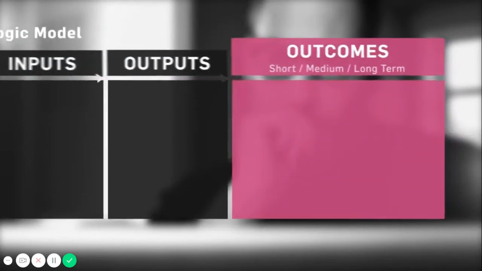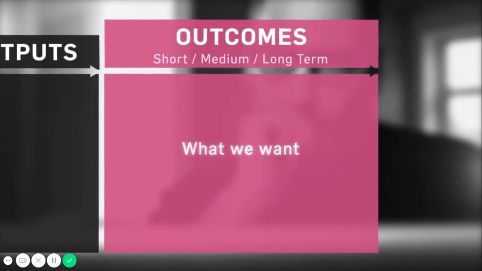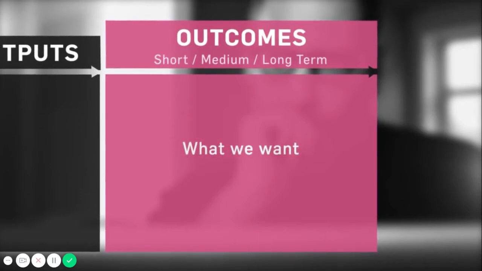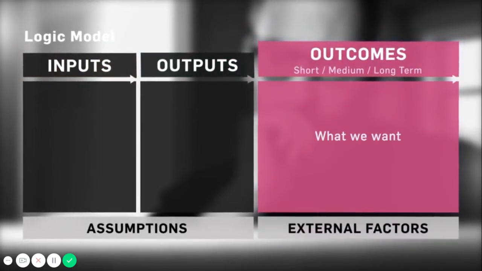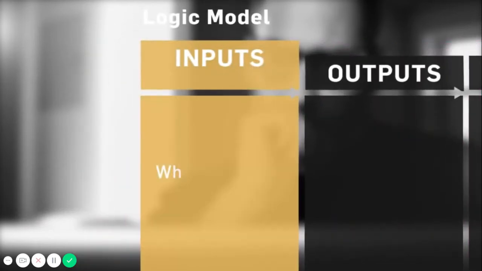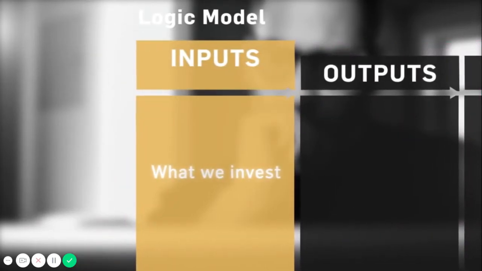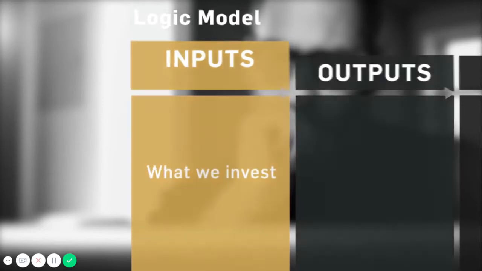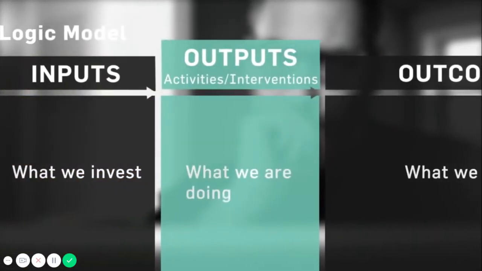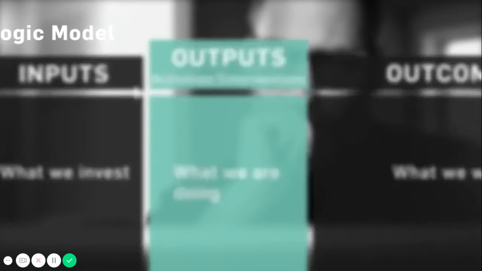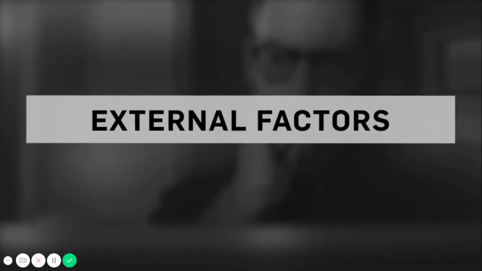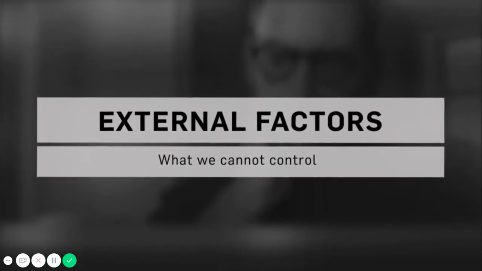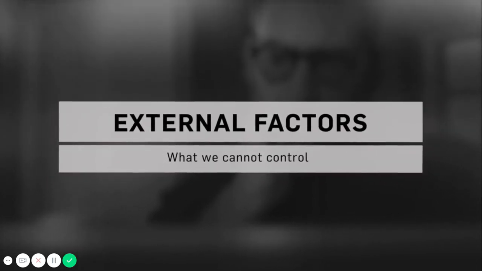First, ask yourself, what are your short and long-term goals? Then, fill in the rest of the diagram with the information you already know. Inputs, outputs, assumptions, and external factors. Inputs are what you invest, like staffing, funding, equipment, and technology. Outputs are the activities you're doing, and whom you're doing them for. Assumptions are what you already know. And external factors are things that are out of your control, like organizational changes and environmental factors.